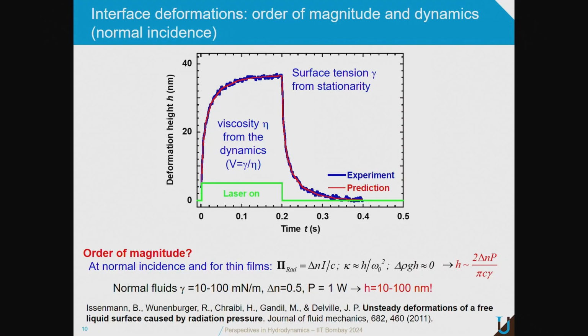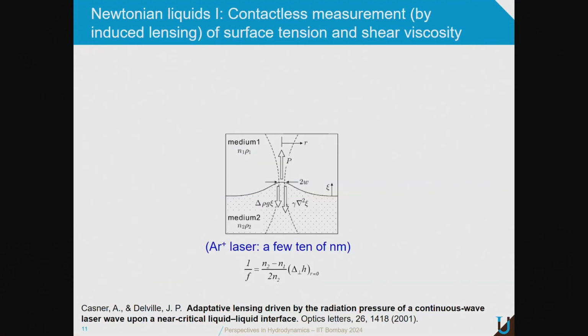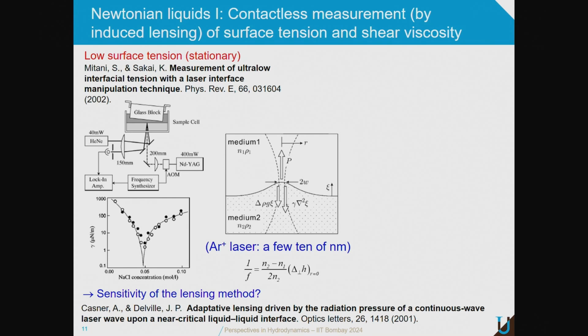So that's the problem. If I have this problem, the question is how people try nonetheless to get information about that. They try to use this lensing. If you have a deformation, it means that you have a lens. And so if you look far, you are able to measure the focal distance, and then you are able to get the height, and from the height you can get the surface tension.